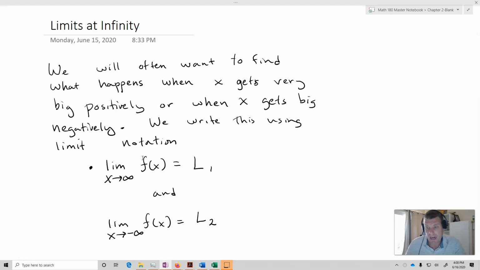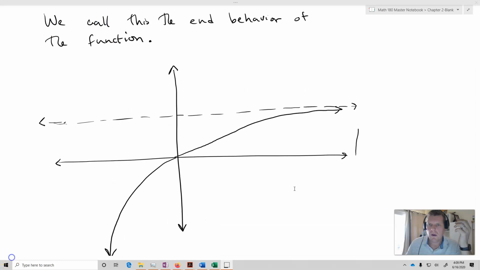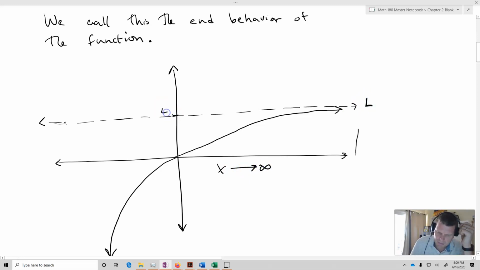We want to know, is there some value that our function inevitably goes to? We call this occurrence the end behavior of the function. For example, in this example here, what we see is that as x approaches positive infinity, we're going towards L. This limit right here, here's L, okay? So we might say that the limit as x approaches infinity of f of x here is equal to L.